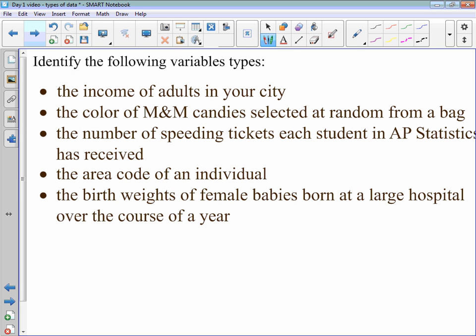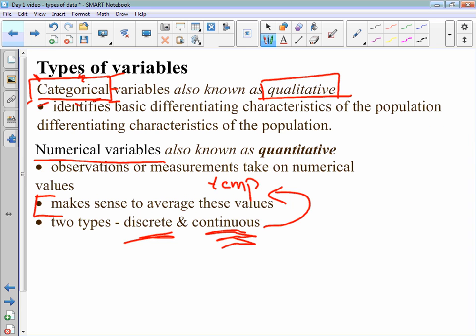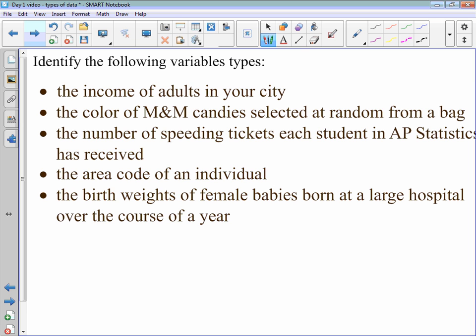So what I want you to try and do is, using this slide here, if you need to rewind in the video, you can, identify the following variable types. The income of adults in your city, the color of M&M candy selected from a bag, the number of speeding tickets each student in AP Statistics has received, the area code of the individual, and the birth weights of female babies born at a large hospital. Go ahead, click pause on the video, see if you can figure this out. Write it down on a piece of paper. And then when you're done, unpause.